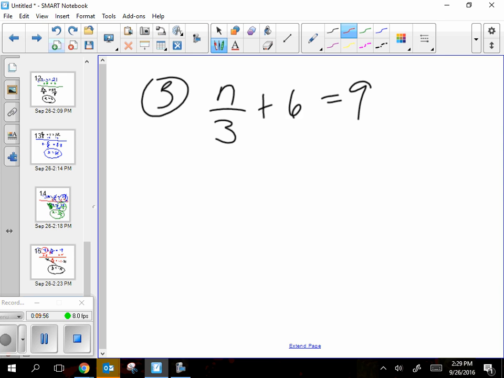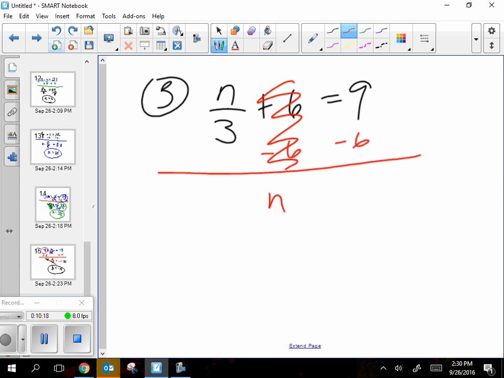What's first step, sir? What do you think we should do first? Nope. Add, subtract always come first. It's all right. All right, and that's gone. And then we have n over 3 equals 3.